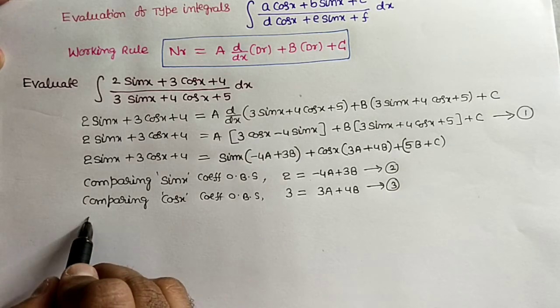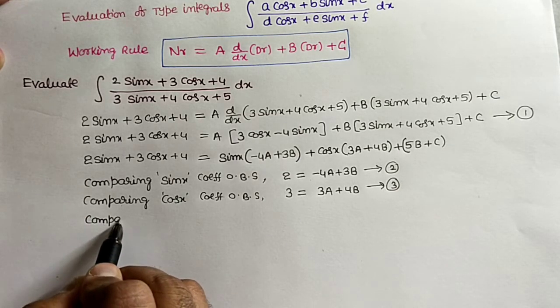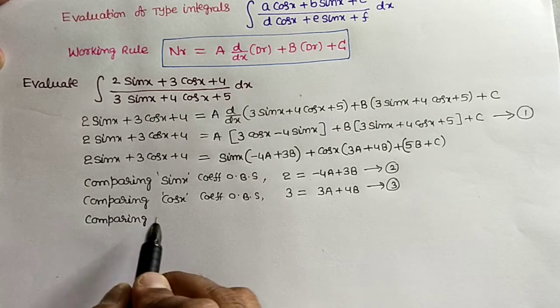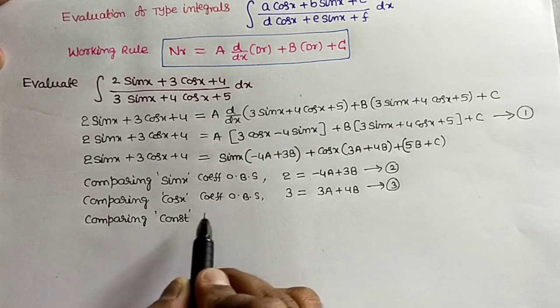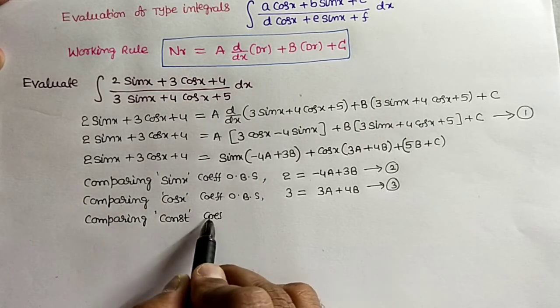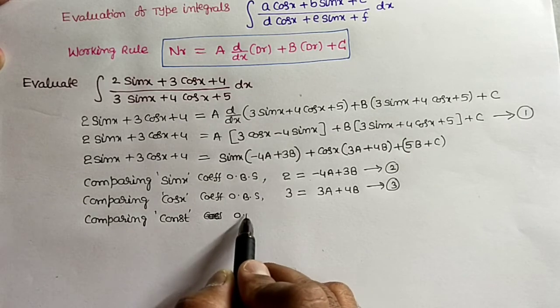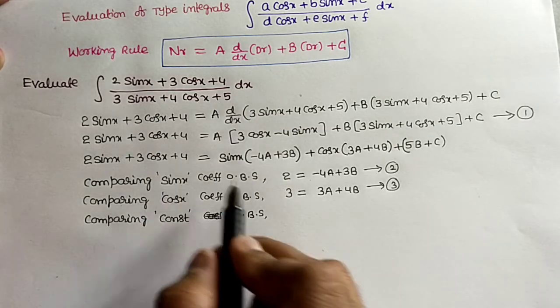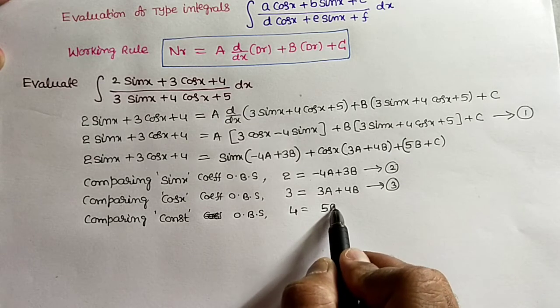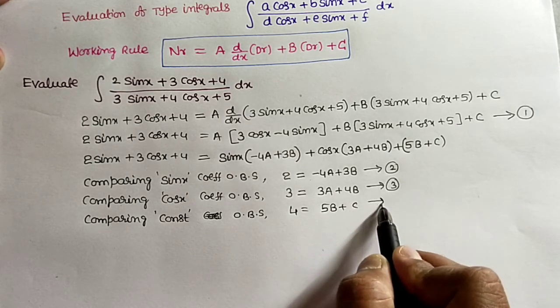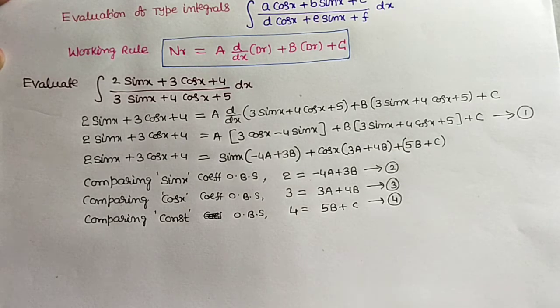Comparing constant terms on both sides. Not coefficients, constants on both sides. So here the constant is 4, and here the constant term is 5B plus C. Keep that as equation number 4.